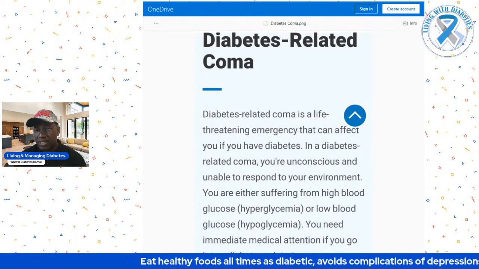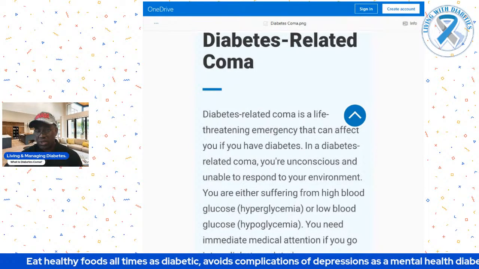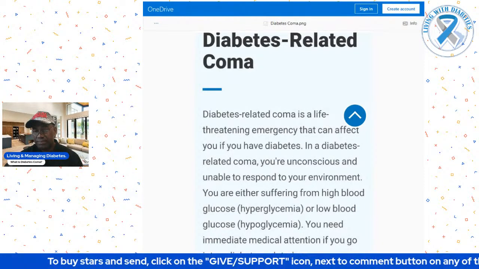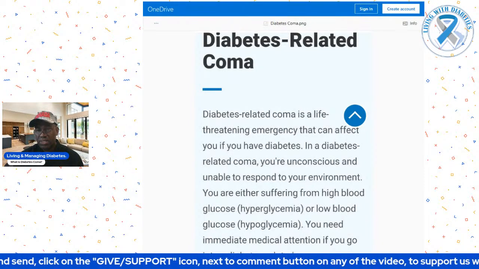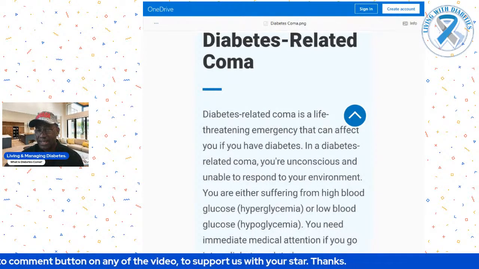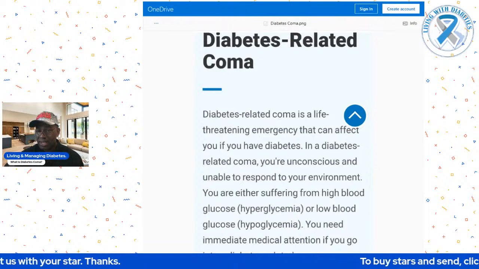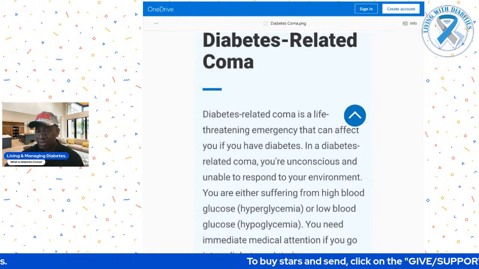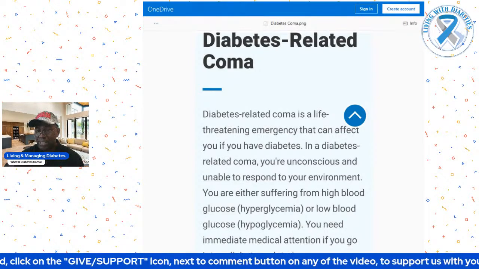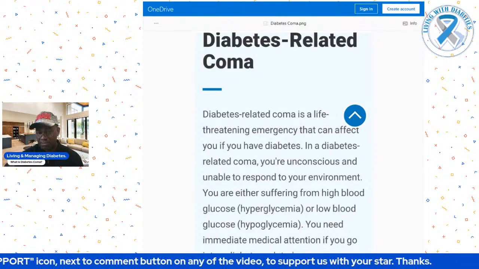On the screen that I'm sharing, that is what is called diabetes coma. If you can read it properly, that is what is called diabetes coma. Diabetes coma is a life-threatening emergency that can affect your life if you have diabetes. In a diabetes-related coma, you are unconscious and unable to respond to your environment. You are either suffering from high blood glucose or hypoglycemia, low blood glucose, and you need immediate medical attention if you go into diabetes coma.